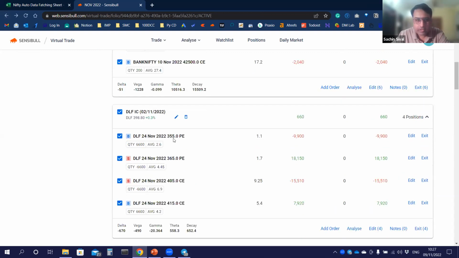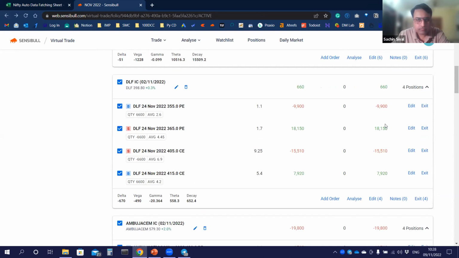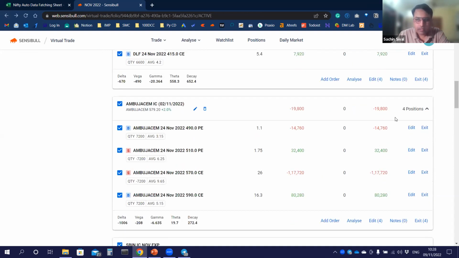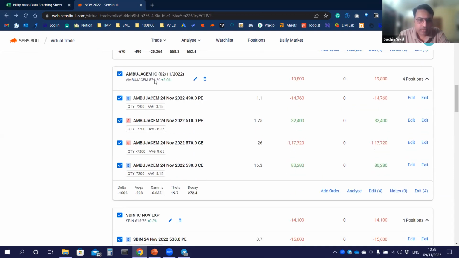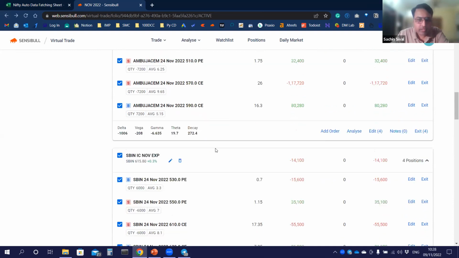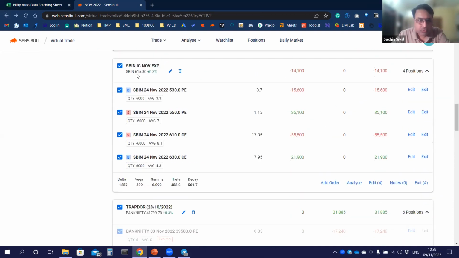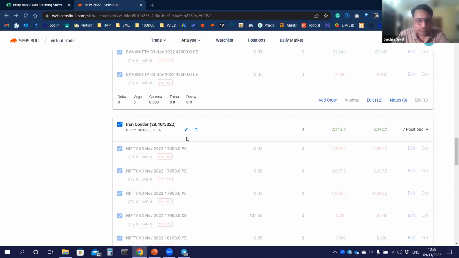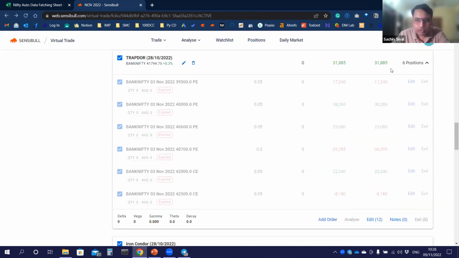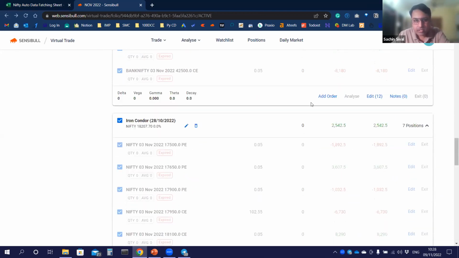We created this DLF strategy this month. We have Ambuja Cement, which is trading beyond our wing. We need to do adjustments, so we will analyze the data and adjust. This is SBI. SBI is trading within our range, so we don't need to bother. And these are the strategies we booked profit on and closed last week. This was the last week's Bank Nifty strategy.